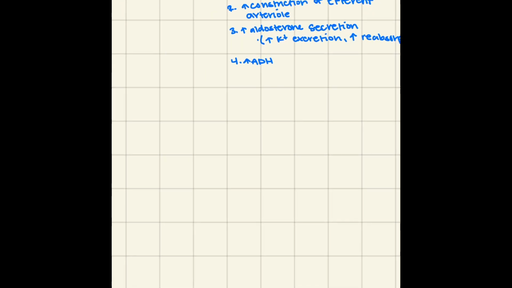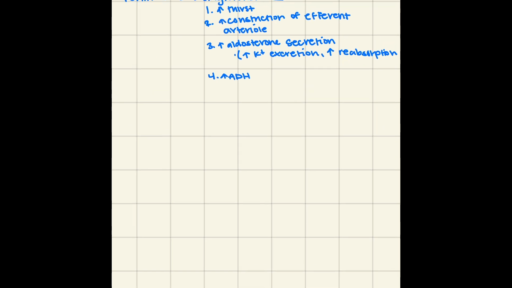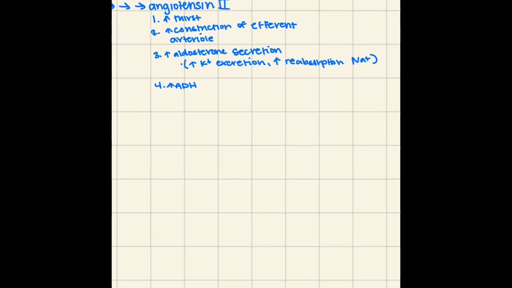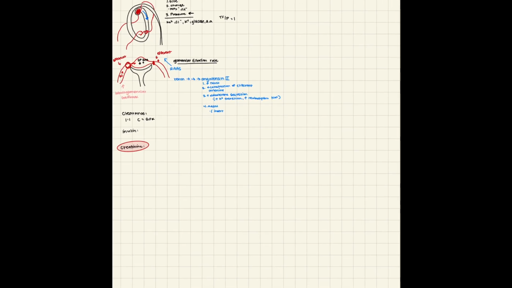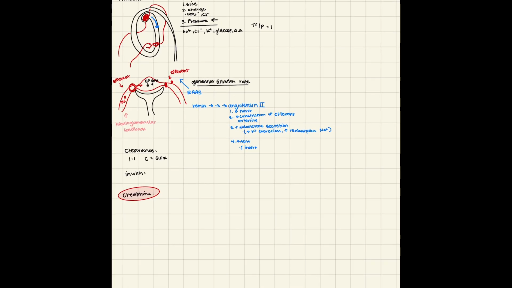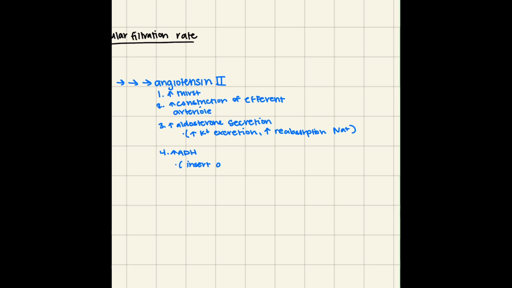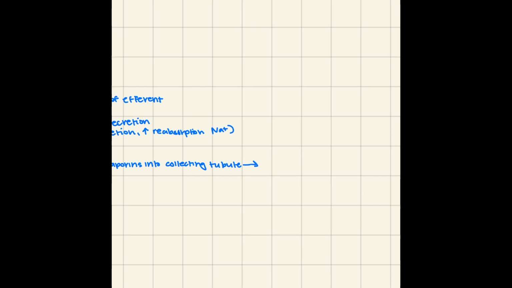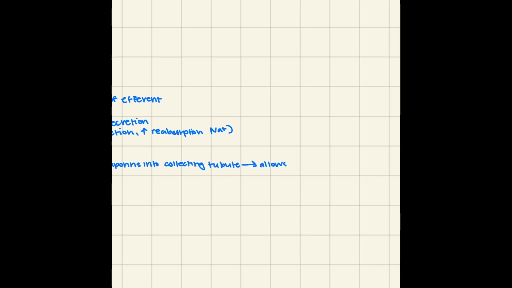Okay, so I'm going to go back to this really fast and explain what happens at a cellular level with ADH, because I already explained aldosterone. With ADH, we insert aquaporins into the collecting tubule, in the kidneys at the very end of this tube, which then allows for urine to be concentrated.